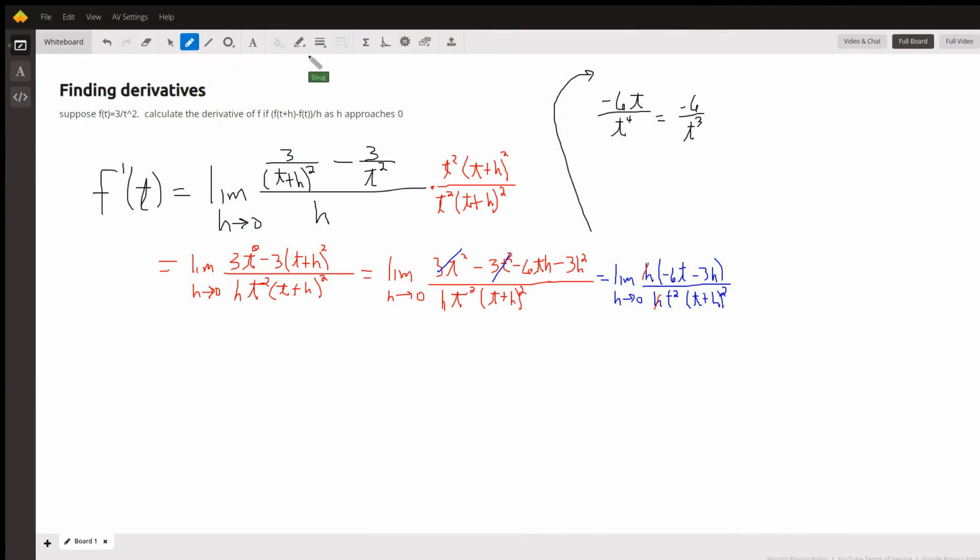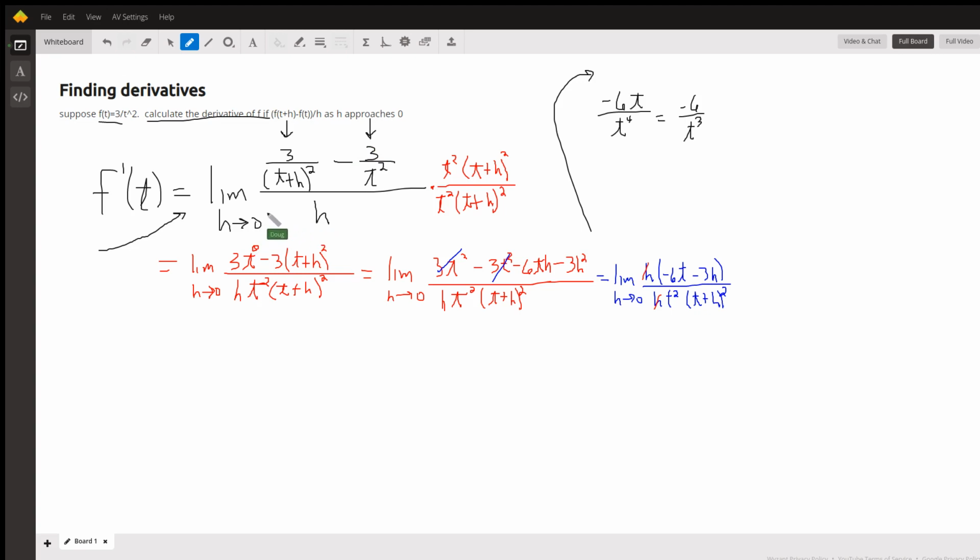Okay, you're given this function f of t equals 3 over t squared, and you're asked to calculate the derivative of that function using the definition of derivative as opposed to any derivative rules. So f prime of t, by the definition of derivative, is the limit as h approaches 0 of f of t plus h, that's what this first term is right here, minus f of t, that's what this term is here, over h.